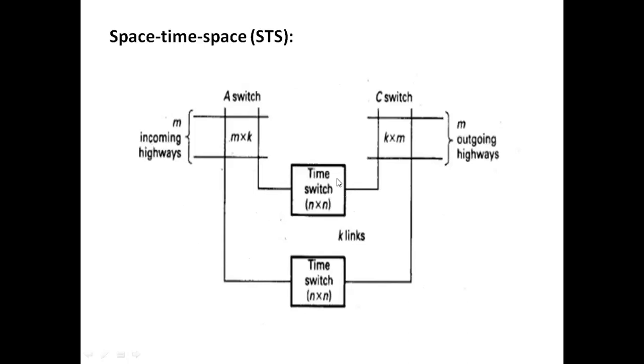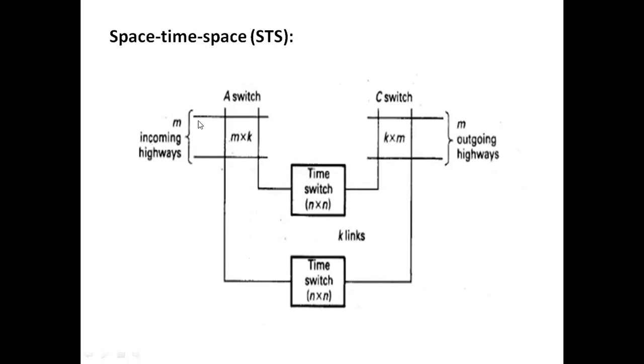Next we are going to see a combination of these time and space switches. There are two types. The first type is space-time-space switching. As you can see, it is a three-stage switching network. At the input, the first primary stage, you have a space switch, referred to as the A switch, which has M incoming connections and K outgoing connections. Remember, it is a space switch.